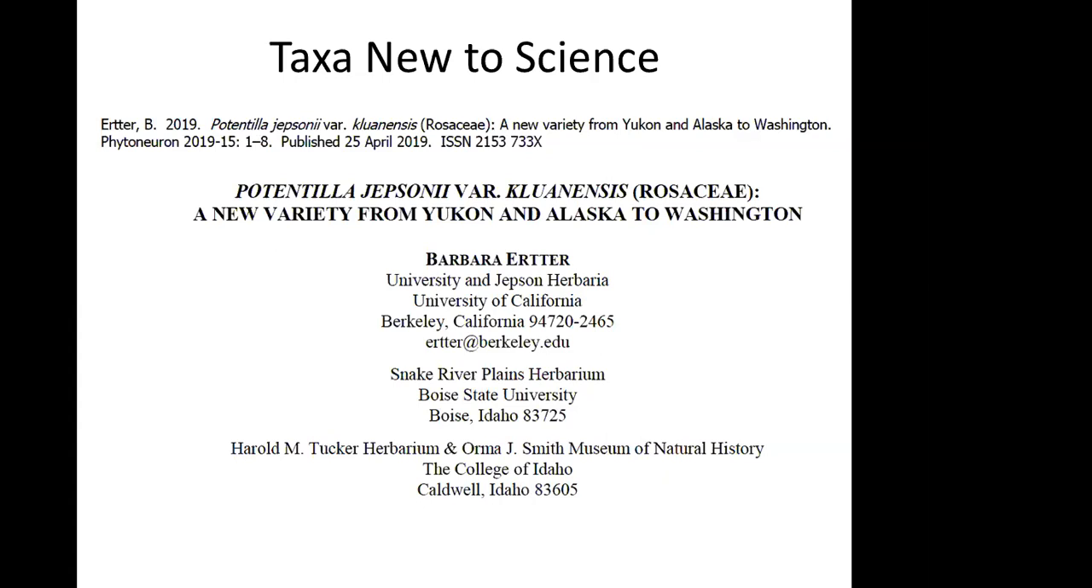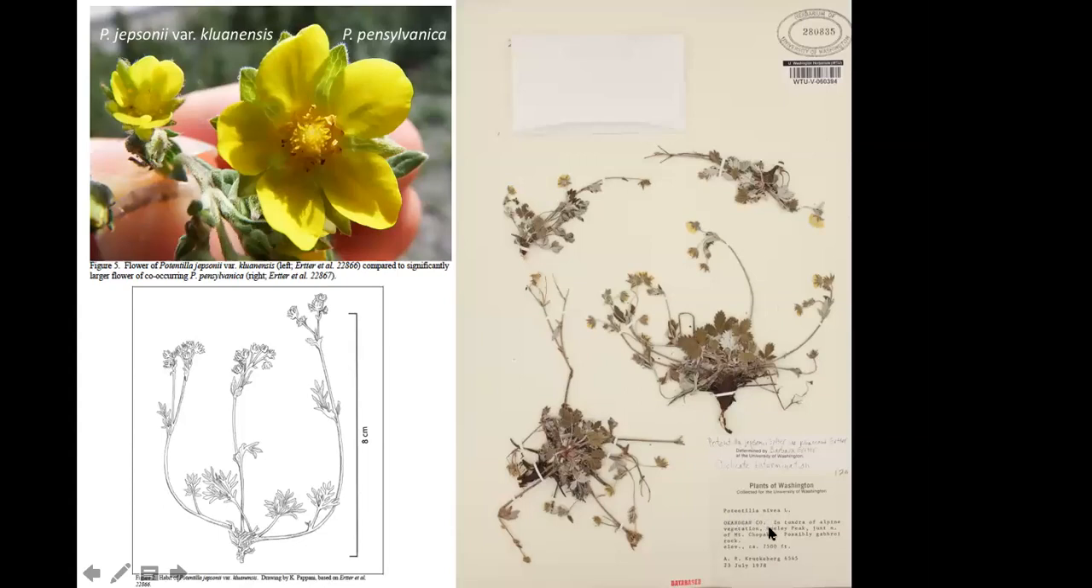And in her publication, she cites a specimen collected by Art Kruckeberg from Mount Chapaka as one of the specimens of variety cluanensis. And so here's that specimen right here. And this is a picture from the publication. Here's Potentilla jepsonii, variety cluanensis. Here's its closest relative, Potentilla pennsylvanica.